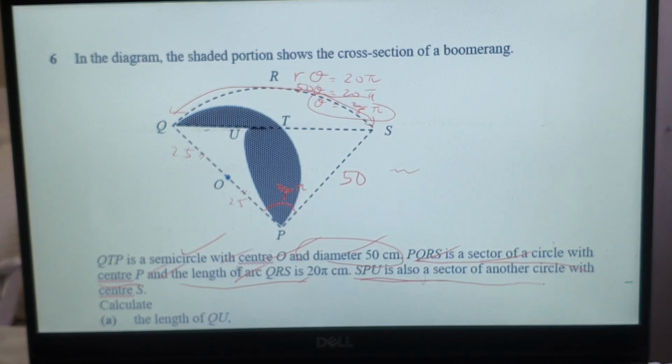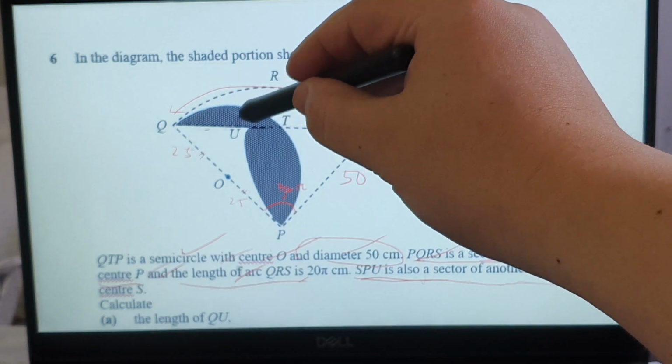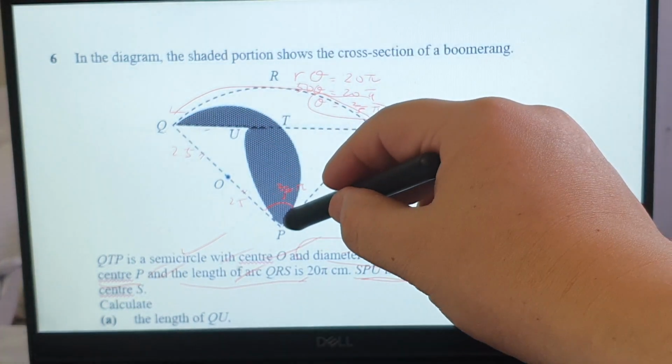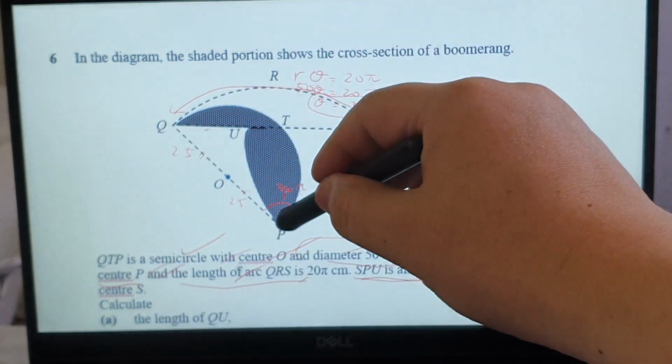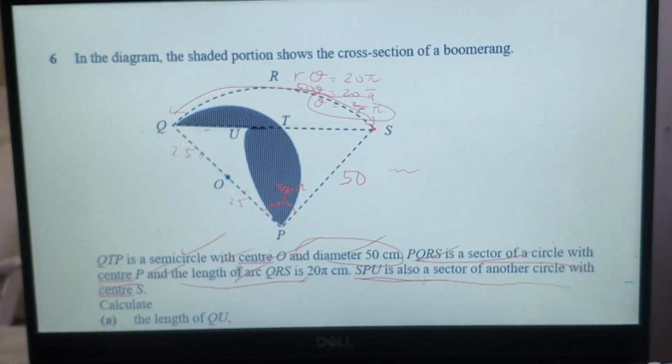SPU is a sector of another circle with center S. That means this SPU, this is the center, and this is the cake that is cut out from here. This is the center, and the cake originally was here. Okay, this is the center of this sector, and the cake was originally here. So there are a few sectors in this diagram.